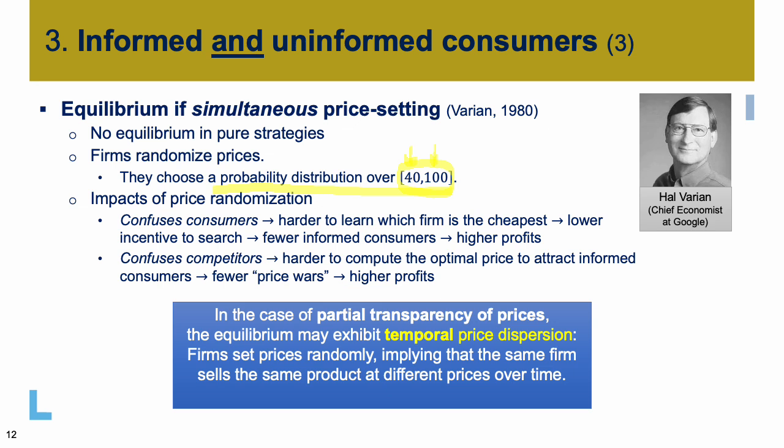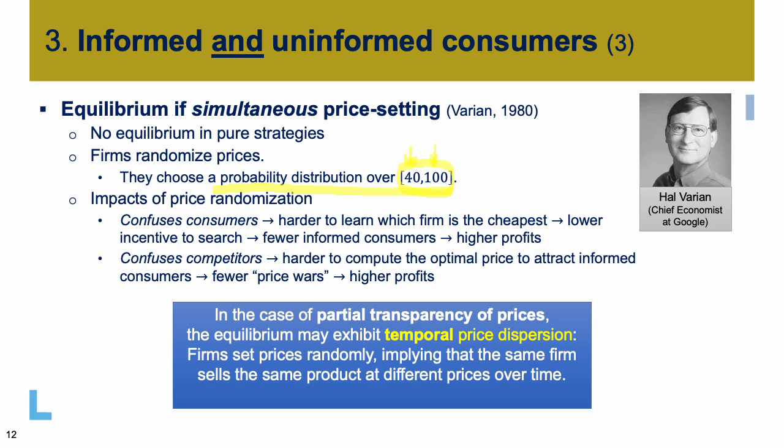Consumers have a hard time learning which firm is the cheapest, so that reduces their incentive to search, and if there are fewer informed consumers, then competition will be lower and profits will be higher. Also, confusing competitors is useful because it's harder to compute the optimal price that should be set to attract the informed consumers. So that also reduces the competition and leads to higher profits.